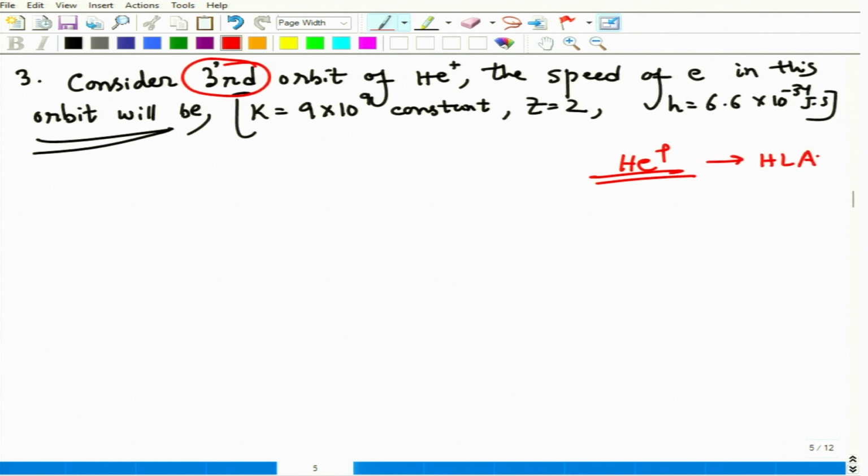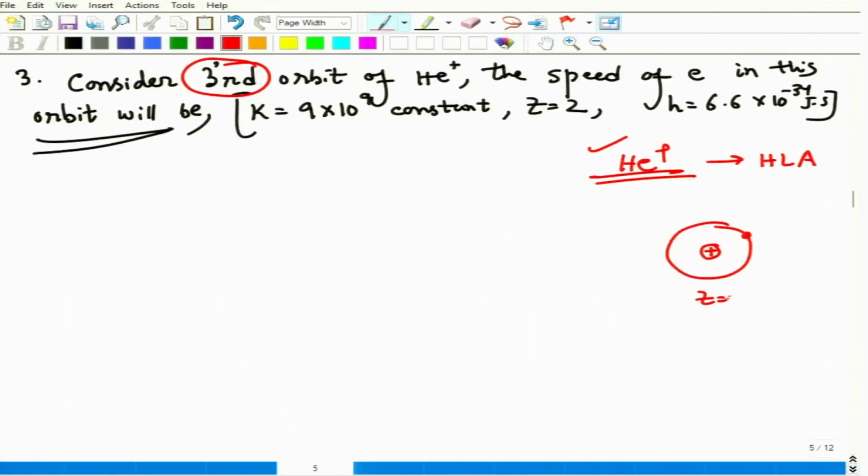Hydrogen-like atom means it has only one electron, but in its nucleus there are 2 protons and 2 neutrons. So there are 4 nucleons, but around it only 1 electron is revolving. That's why it's a hydrogen-like atom, and we can use Bohr's model for the helium plus ion. Otherwise we can't apply Bohr's atomic model, because with more than 1 electron there is repulsion between electron and electron. But this is helium plus.